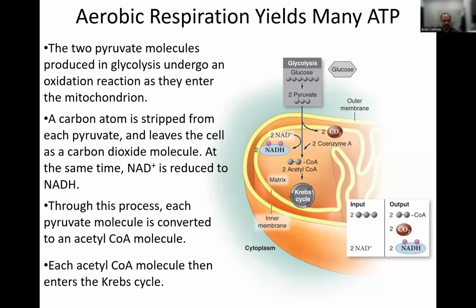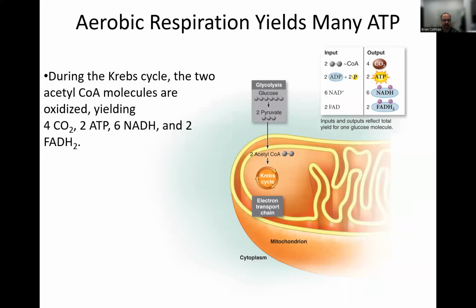That acetyl-CoA is going to move now into the Krebs cycle. And during the Krebs cycle, the 2 acetyl-CoA molecules are oxidized again, losing electrons, yielding 4 carbon dioxides, 2 ATP, 6 NADHs, 2 FADH2s. So that's a mouthful there. So again, energy carriers, not much ATP here. So we got 2 out of glycolysis.